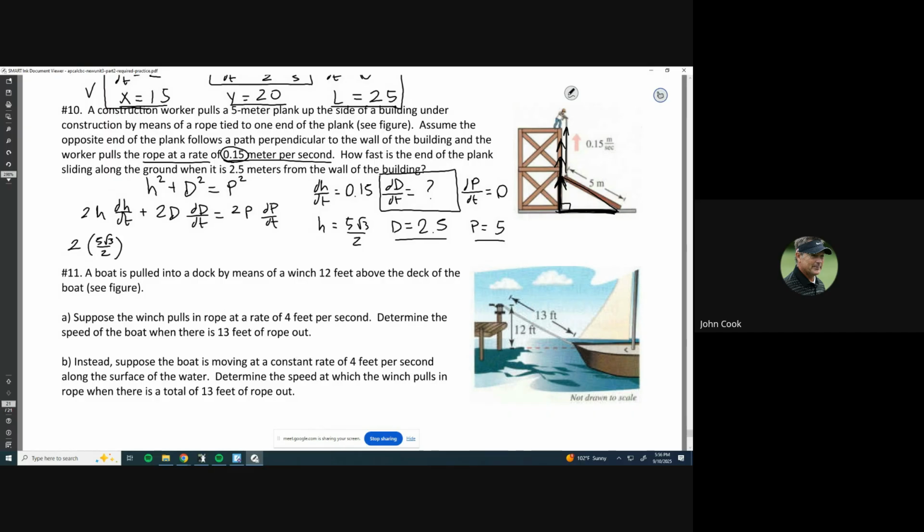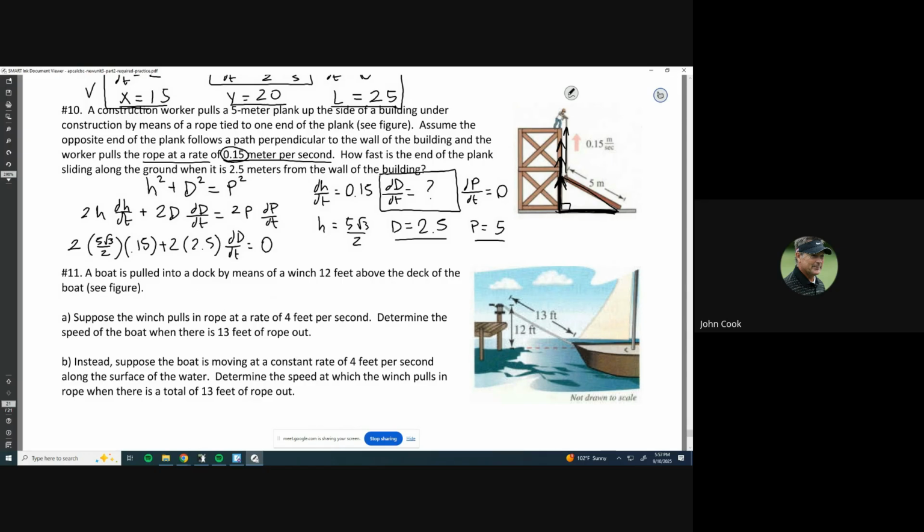And then dh dt is 0.15, plus 2 times d, the distance, d is going to be 2.5 from the wall. And then dd dt, we don't know what that is, so we're going to solve for that. And then 2 times the plank's length is 5, and dp dt is 0, so that just stays 0. That part's going to be pretty easy. That's just going to become 0 overall.